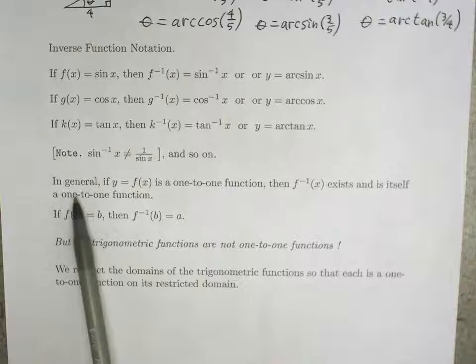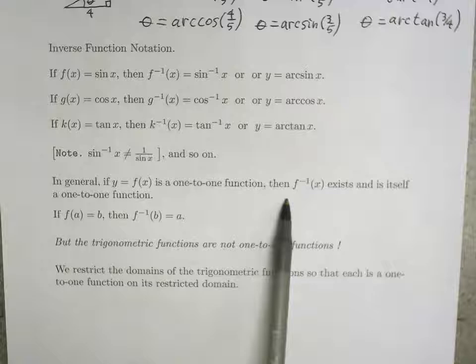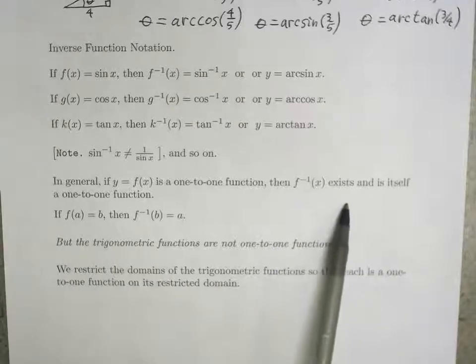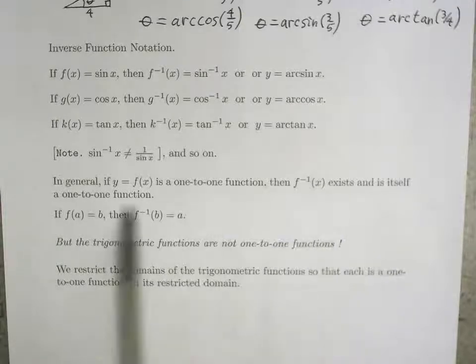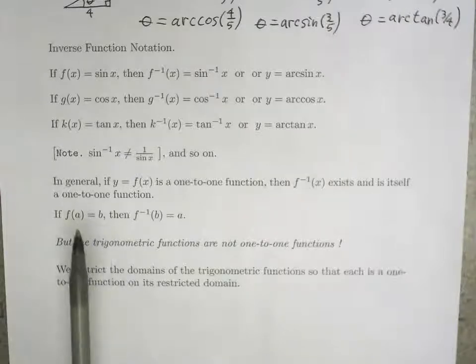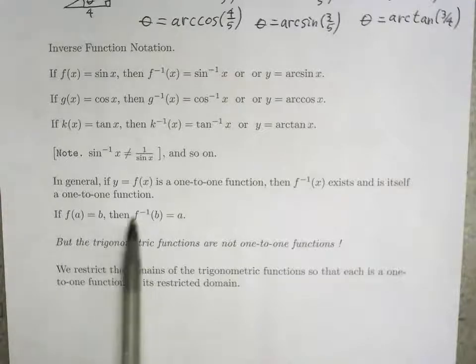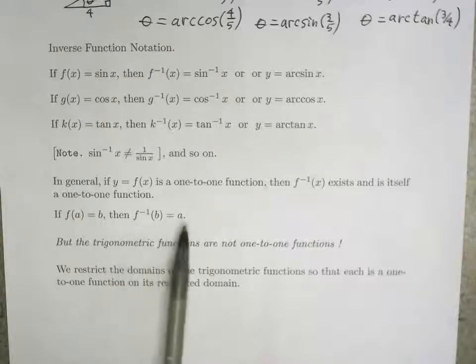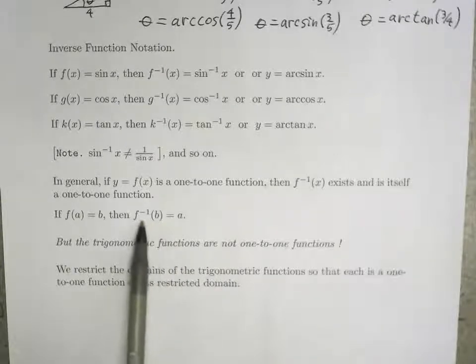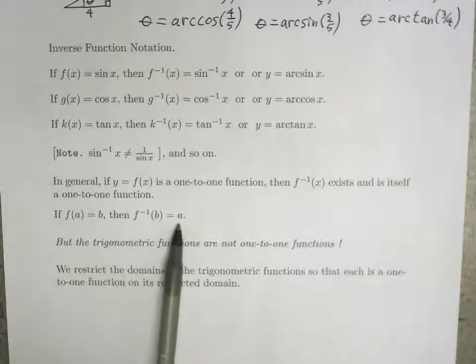Okay, in general, if y equals f of x is a 1-to-1 function, then f inverse of x exists as a function and is itself a 1-to-1 function. You might remember this: if f of a equals b, that is for the function f, the input value is a and the output value is b. For the inverse of f, f inverse of b equals a. So the input value for f inverse is b and the output value for f inverse is a.